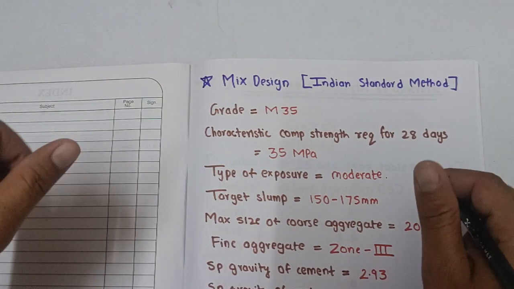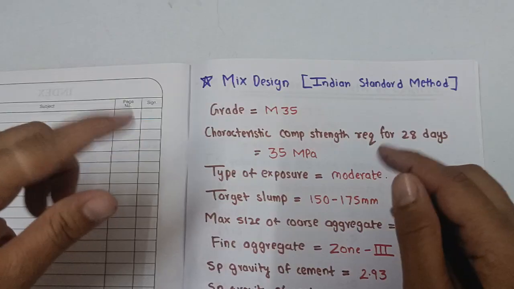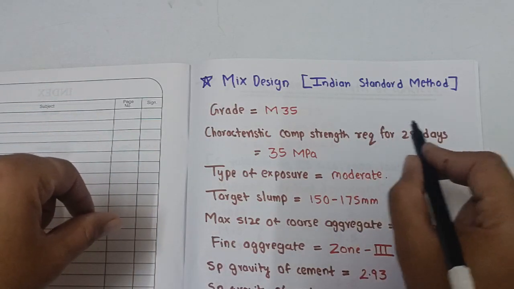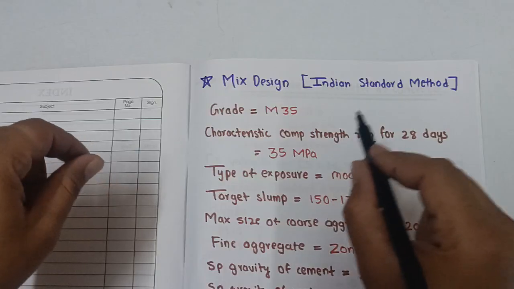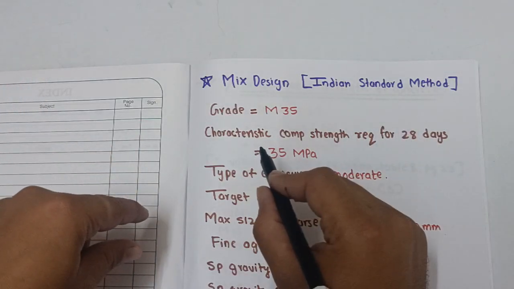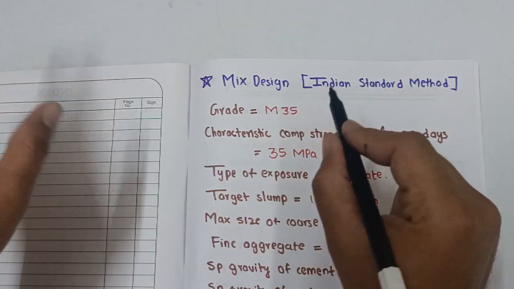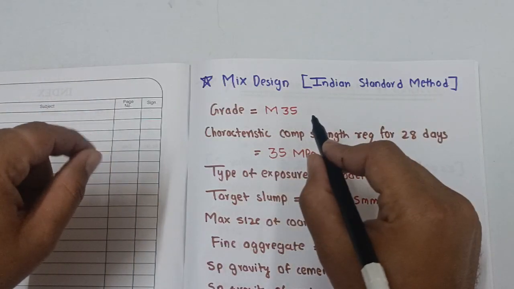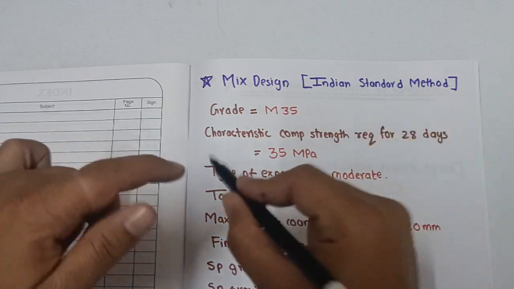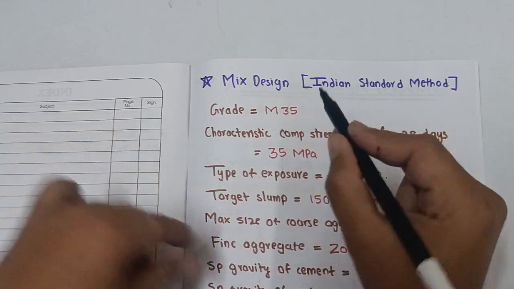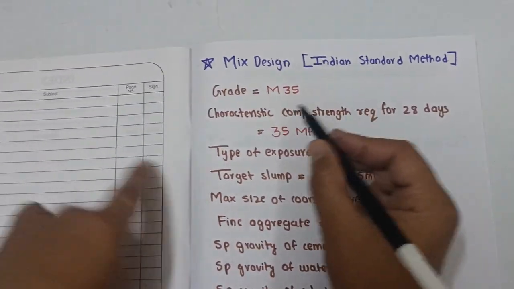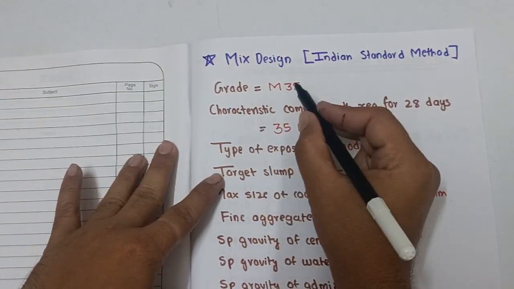Today we will see how you do mix design by Indian standard method. As we know, for concrete grades greater than M25, we have to do mix design. For M5 to M25, there are fixed proportions like 1:1:2, 1:2:4, 1:1.5:3. But above M25, we have to do mix design. There is no fixed proportion. So let's see what's given.